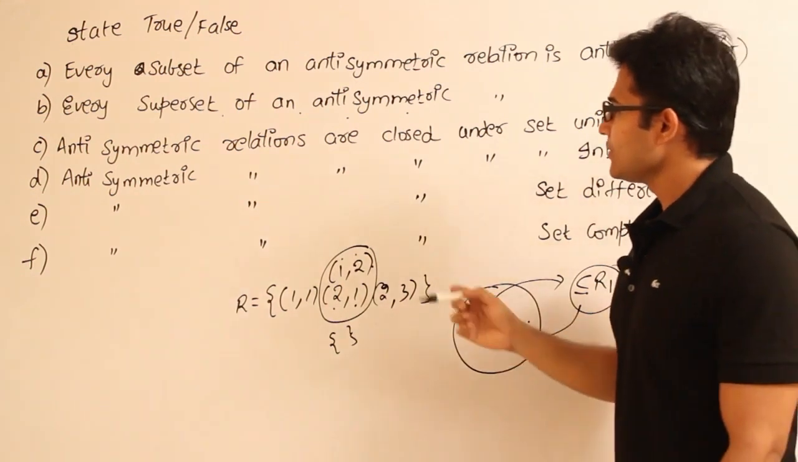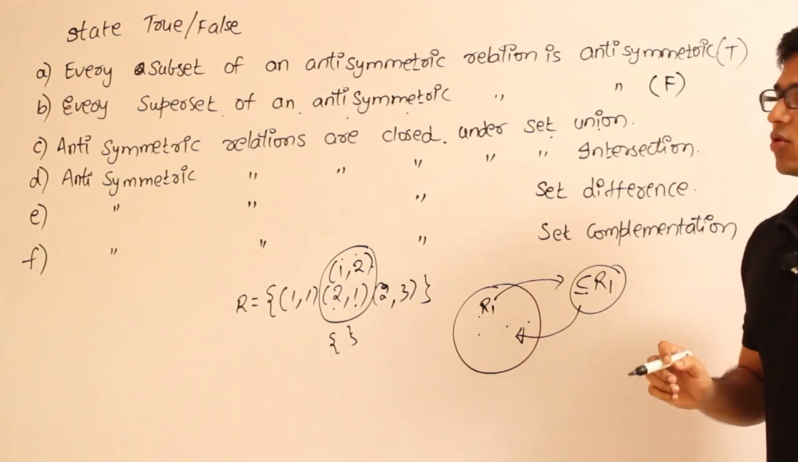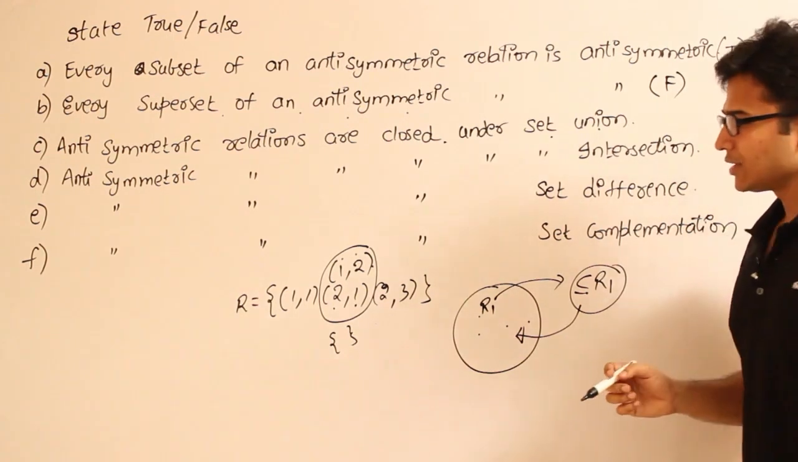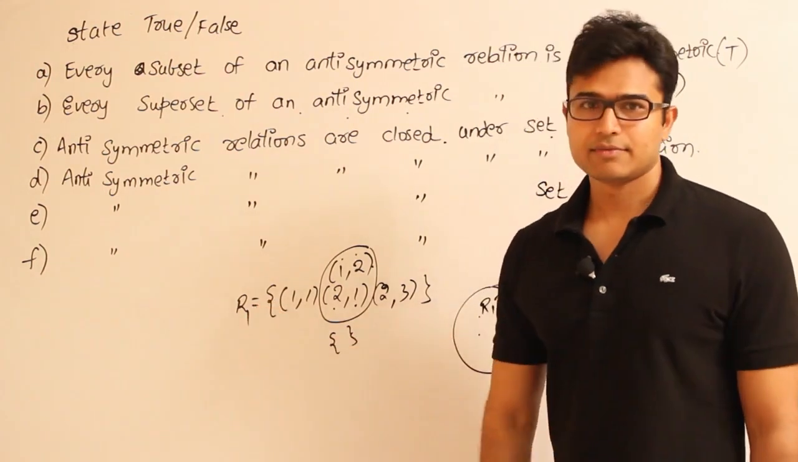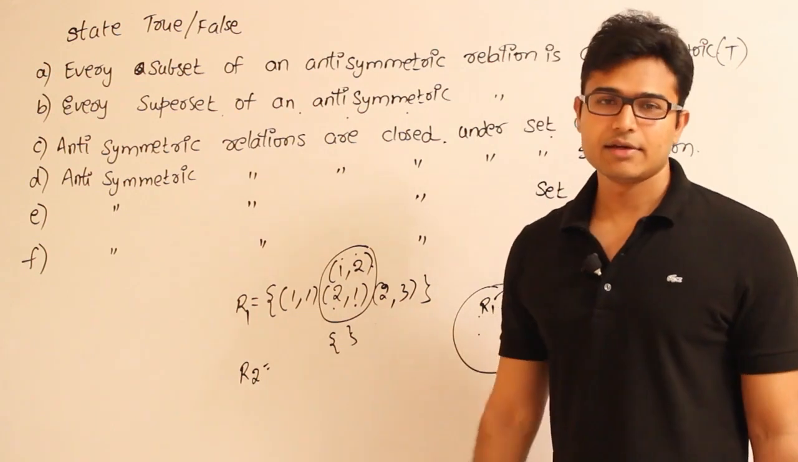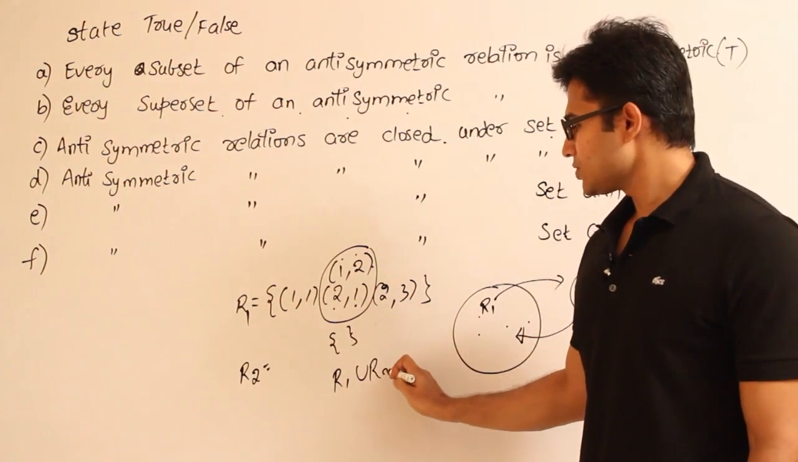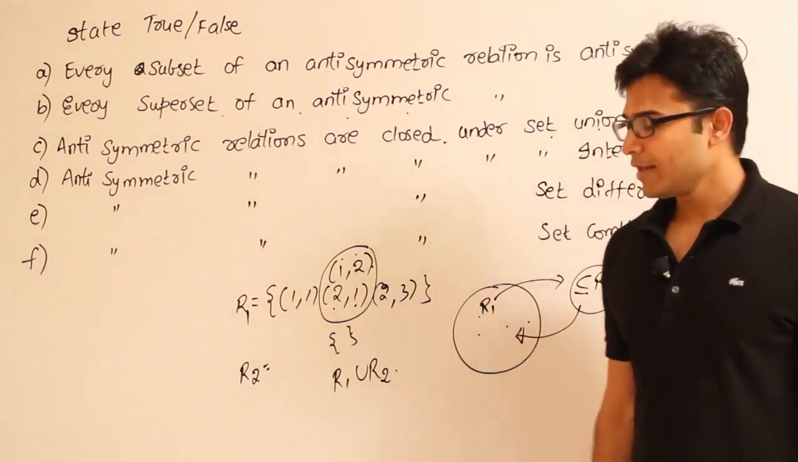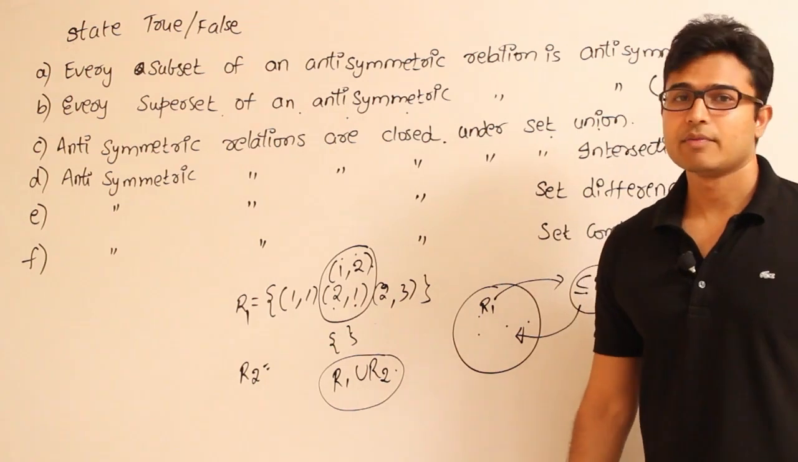Next one, antisymmetric relations are closed under set union. What they mean to say is if you have an antisymmetric relation R1, and another antisymmetric relation R2, and I take R1 union R2, for any such R1 and R2 which are antisymmetric, then the resulting relation is also antisymmetric. That is what they are trying to say, but it is false.